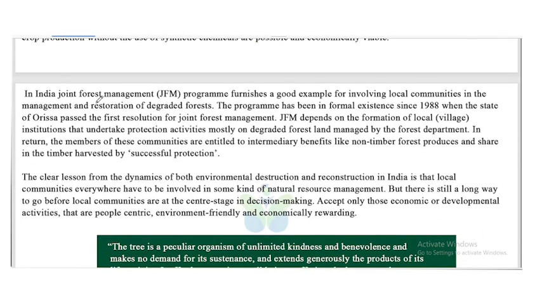In India, Joint Forest Management, that is JFM, furnishes a good example for involving local communities in the management and restoration of degraded forests. That is, conservation of forests with the involvement of local communities. The program has been in formal existence since 1988 when the state of Orissa passed the first resolution for joint forest management. So Orissa is the first state to pass this resolution.